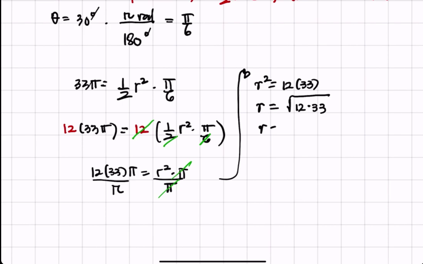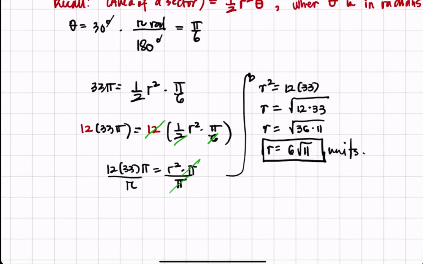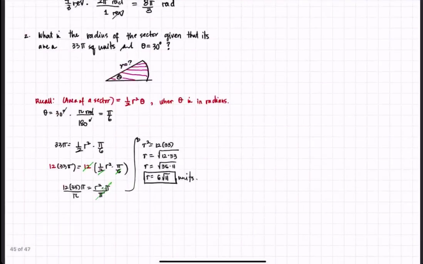So, r is, what is the square root of 12? Or you can write this one as 36 times 11. You can factor out the 3 here and then multiply it to 12. Square root of 36 is 6. units, kung ano man yung units niya. Okay, questions dito sa item na to? Walay naman.